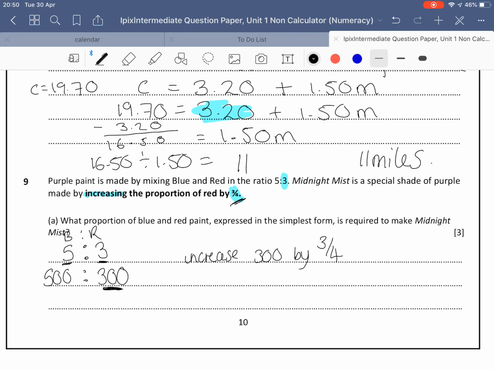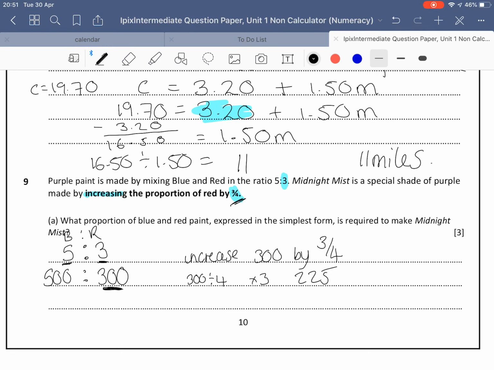So I've taken that proportion, I've taken the 300, and I want to increase it by 3/4. Now to find 3/4 of 300, I divide it by 4, so I can half it again. So half of 300 is 150, half of 150 is 75. And then I want to times it by 3. So I want 3 lots of 75, so I do 75, add 75, add another 75, which is 225.